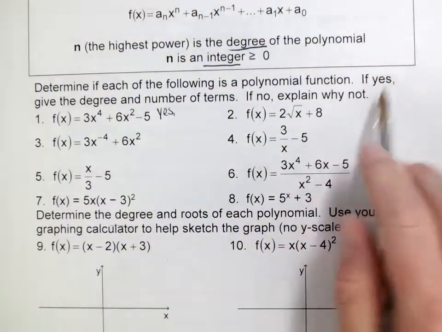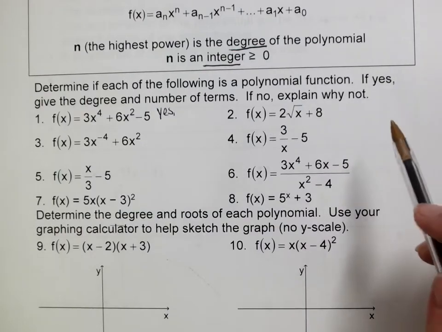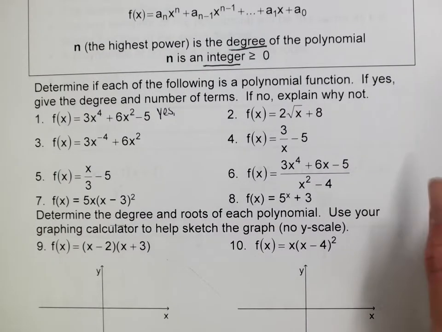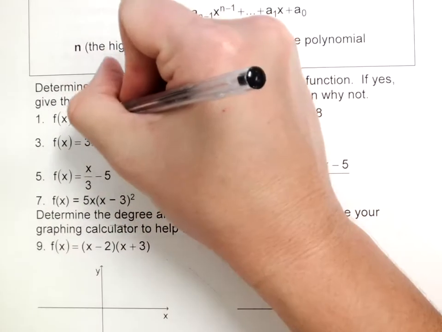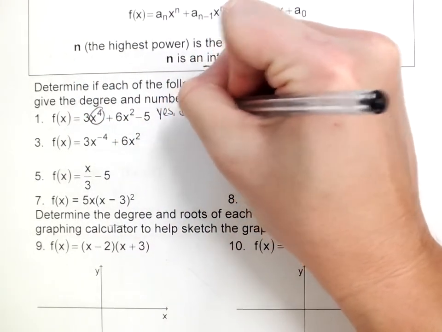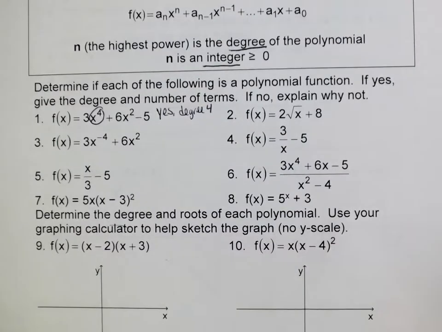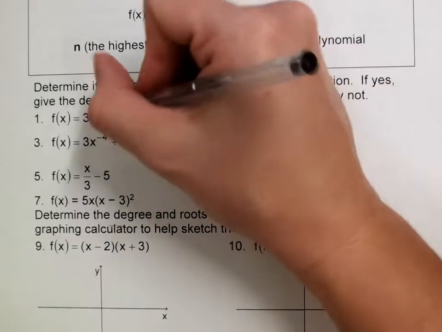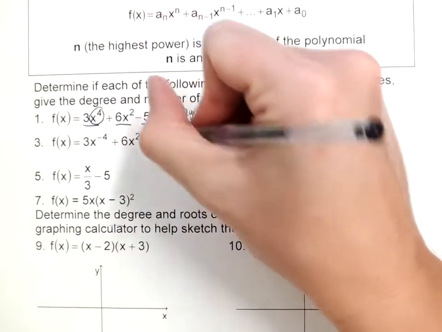It says, if it is a polynomial, what is the degree? Remember, the degree is the highest exponent. So my highest exponent here is an x to the 4th. So this has a degree of 4. And then number of terms really isn't that important most of the time, but in this case, this has 1, 2, 3 terms.